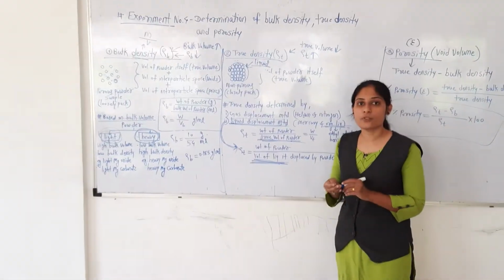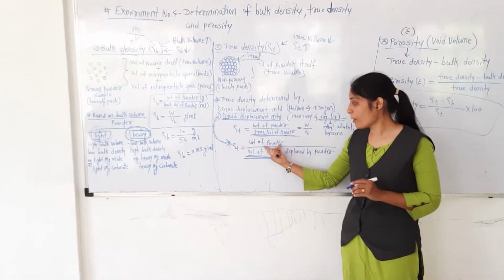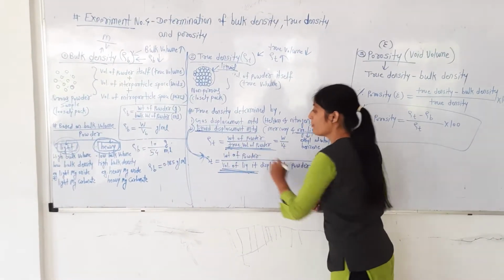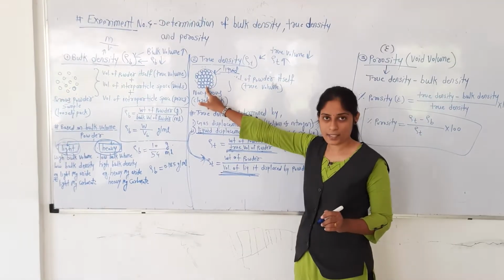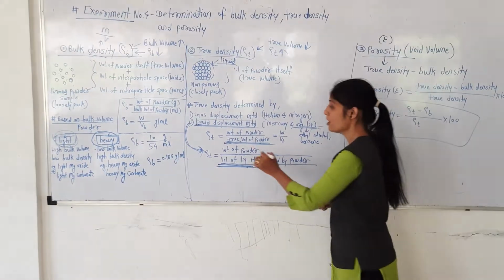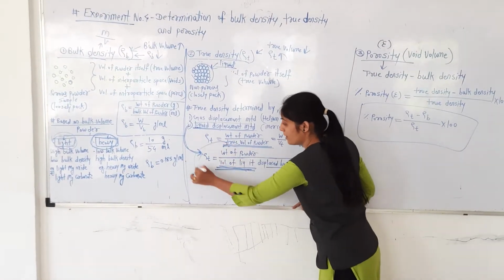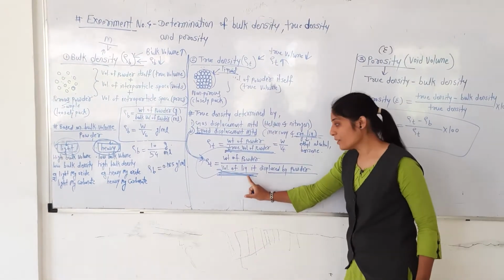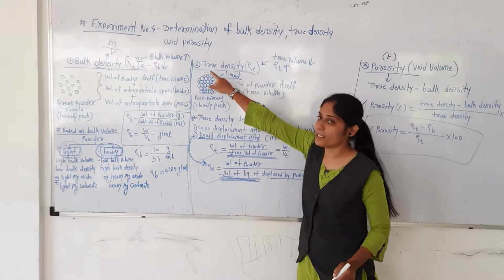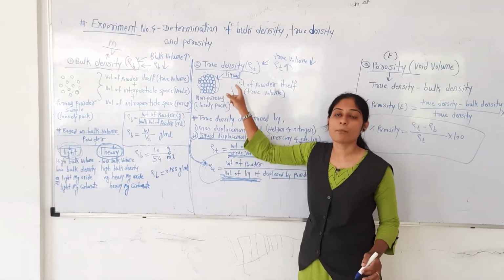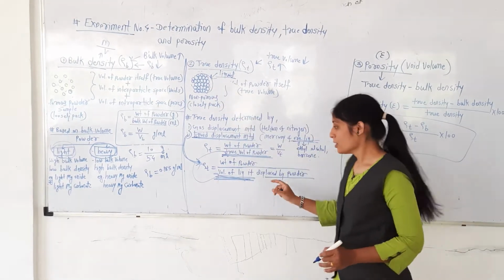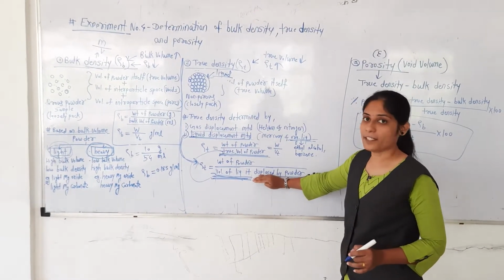For determination of true density, we use the formula weight of powder sample upon true volume of powder sample. For determination of true volume we add liquid to this powder sample, and that is called the volume of liquid displaced by powder sample. So instead of true volume of powder sample, we use the term volume of liquid displaced by powder sample. Why? Because we add the liquid to the powder sample to remove the pores or voids in that powder sample. So by using this formula we can determine the true density.